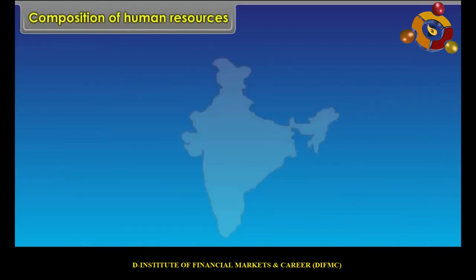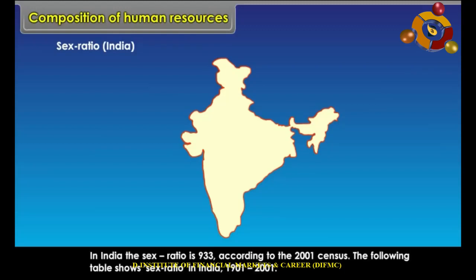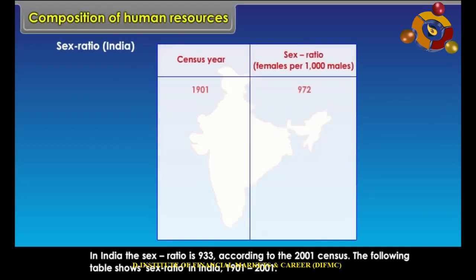Sex ratio, India. In India, the sex ratio is 933 according to the 2001 census. The following table shows sex ratio in India for the period 1901 to 2001. Census year 1901, sex ratio, that is females per 1,000 males, was 972. In 1911, it was 964. In 1921, 955. 1931, 950. 1941, 945.